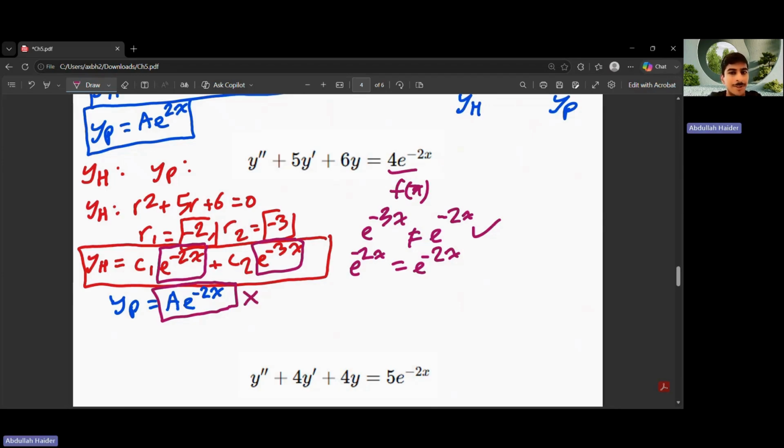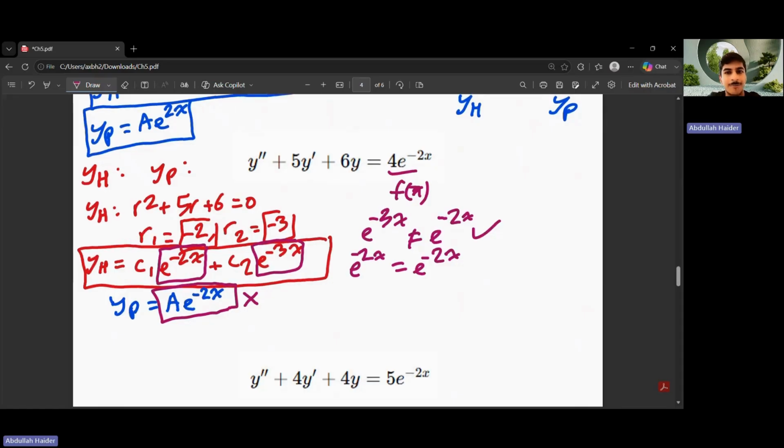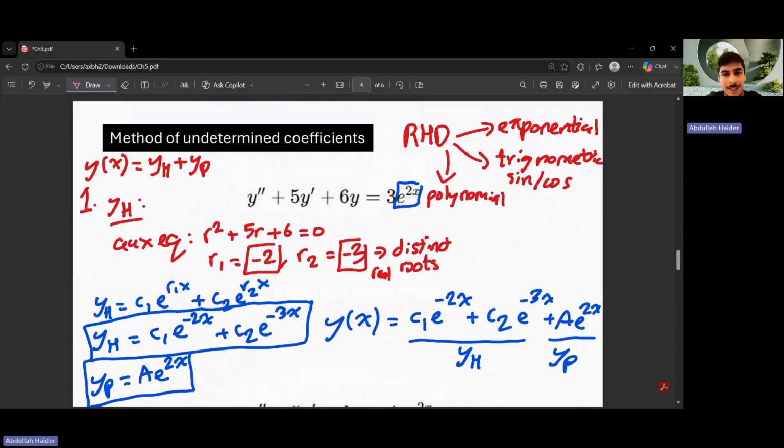We will multiply this by x because e power -2x appears in the homogeneous one. You look at f of x here and see how many times it is appearing. In the above part, you have 3 e power 2x. Now e power 2x was nowhere in the homogeneous equation, so we keep it as is. 3 becomes a, and e power 2x remains as is.